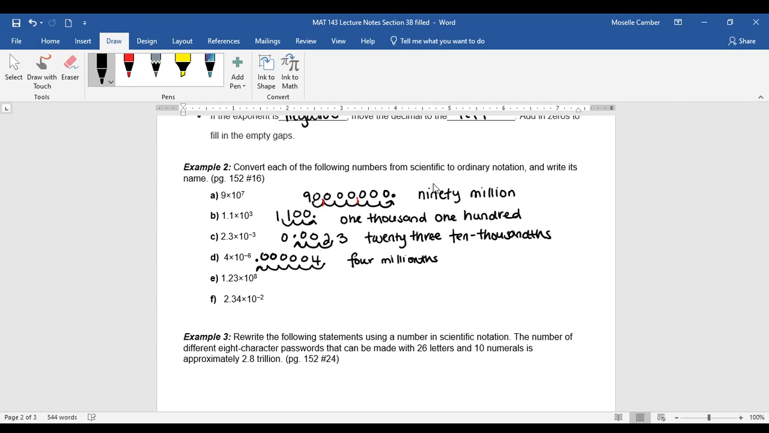Okay, 1.23 times 10 to the 8th. We start with 1.23, and then move it to the right 8. 1, 2, 3, 4, 5, 6, 7, 8. Fill in the gaps here. And adding commas so I can see the number. Okay, so this would be 123 million.